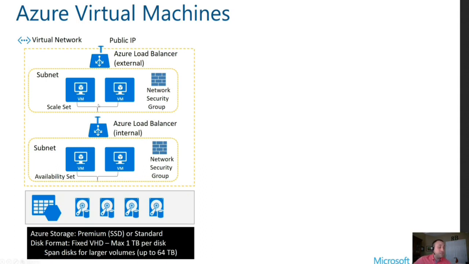And in this case, it's showing a group of VMs that are deployed as what we call a scale set, and then another group of VMs that are deployed as an availability set.